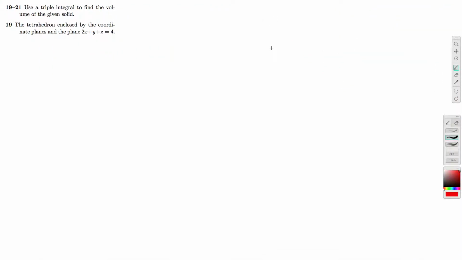Alright, so now we're doing question 19. Use triple integrals to find the volume of the given cylinder. Let's just do a quick sketch of this. So this is our equation, and you can just find the intercepts real easy.